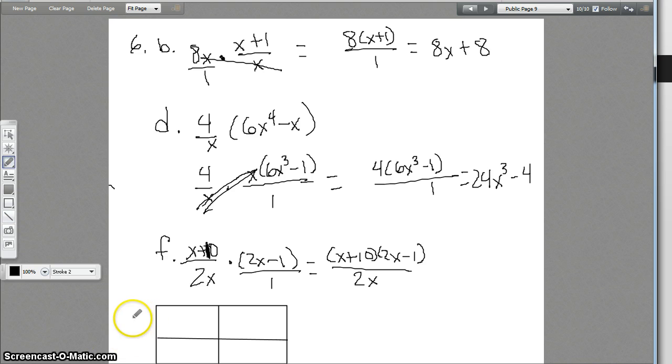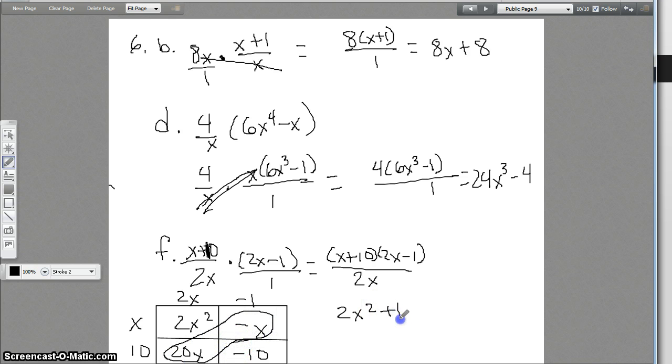Okay, so we have x plus 10, and then we have 2x minus 1. x times 2x is 2x squared. x times negative 1 is negative x. 10 times 2x is 20x. 10 times negative 1 is negative 10. Okay, so we can see that what this multiplies out to is 2x squared, negative x plus 20x, that means plus 19x, and then minus 10, because that's our last number down here. All of that is over 2x.